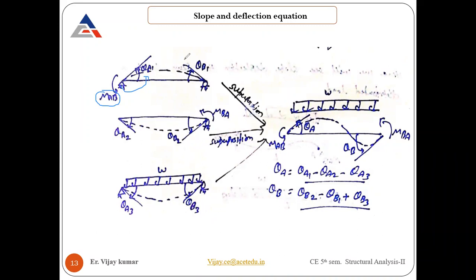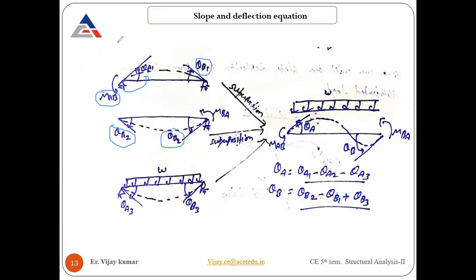This line is a tangent line. On the curve or deflected shape, if you draw the tangent line, that angle is nothing but the slope there. So theta B1 here. Second, there is a moment acting on the other end, MBA. Due to MBA, a slope also takes place in the simply supported beam, so I am taking it as theta A2 and theta B2. Now third is due to the loading, which is also acting over the beam.